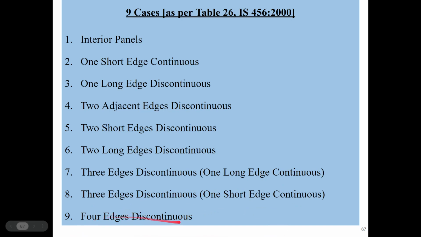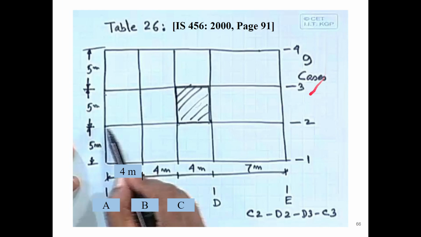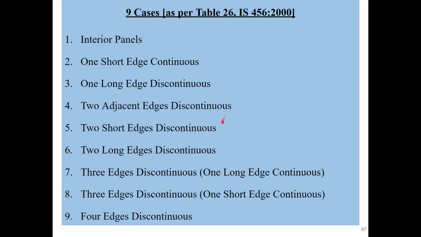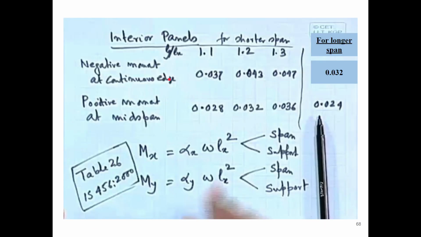So four edges discontinuous will be where there is only one slab. All the four sides are exterior. There is no interior, there is only one slab, no combination. So it is a one by one bay. So that is four edges discontinuous. In total there are 9 cases.